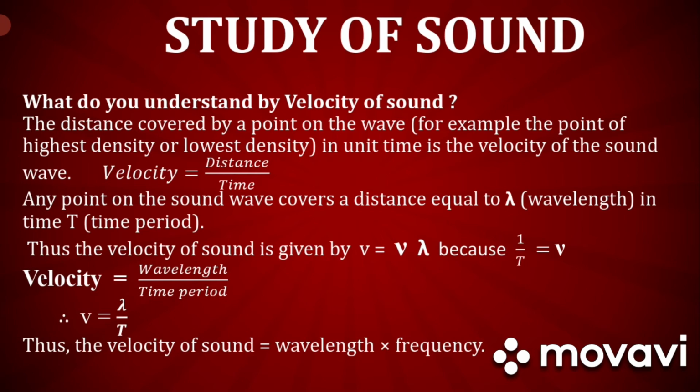Thus, the velocity of sound is given by v is equal to nu into lambda, because 1 upon T is equal to nu, where nu is the frequency. Velocity is equal to wavelength upon time period, therefore v is equal to lambda upon capital T. Thus, the velocity of sound is equal to wavelength into frequency.